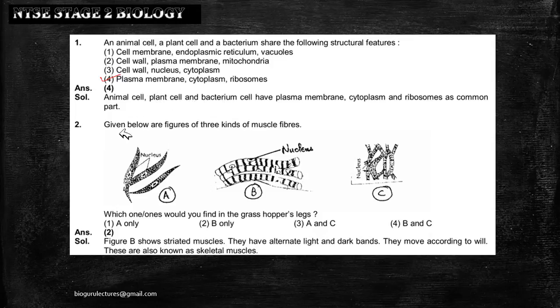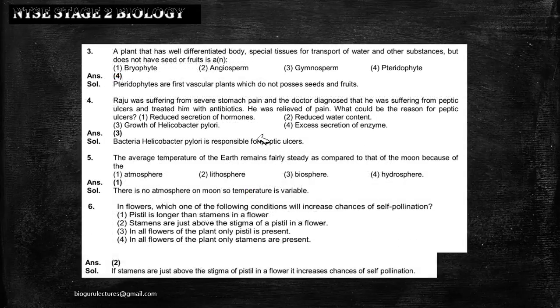Next, question 2. Given below are the figures of three kinds of muscle fibers. Which ones would you find in the grasshopper legs? The first one is smooth muscle, the second one is the skeletal muscle, and the third one is the cardiac muscle. Closely observe them. Here we have to go with the one particularly in the muscle of the grasshopper legs, which is required to move. So you always require this skeletal muscle for the function.